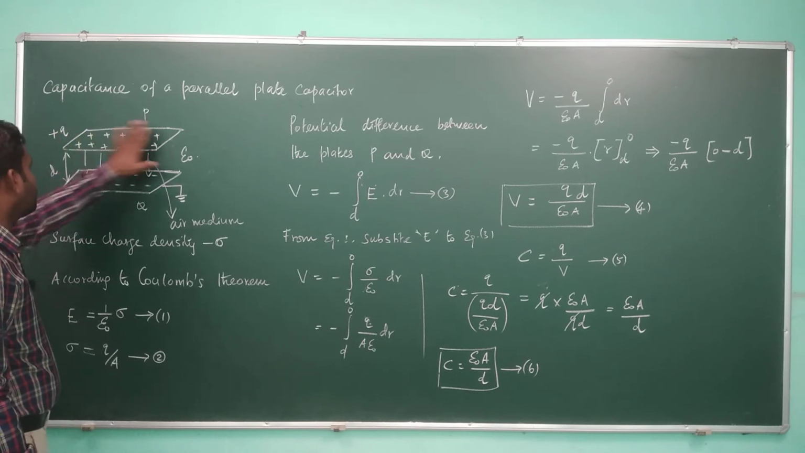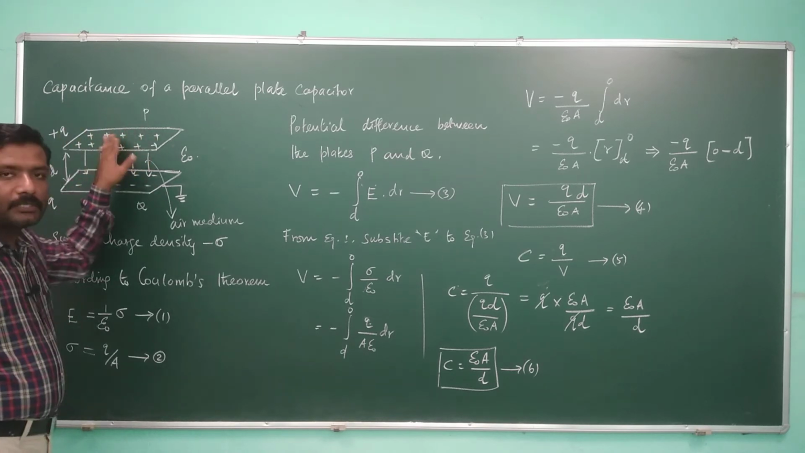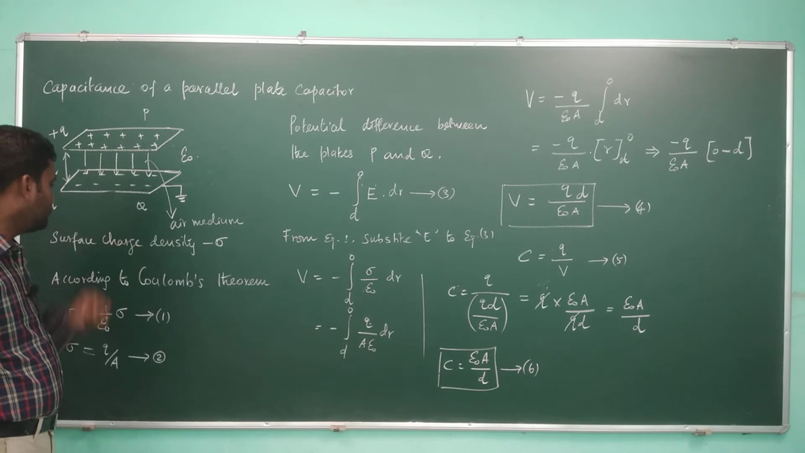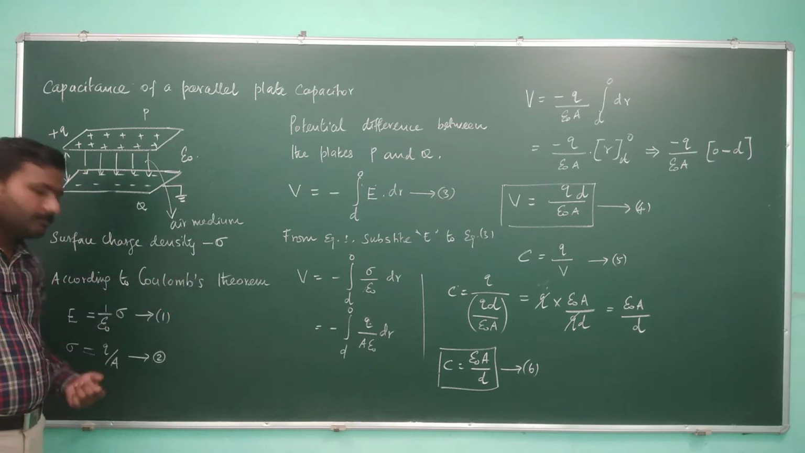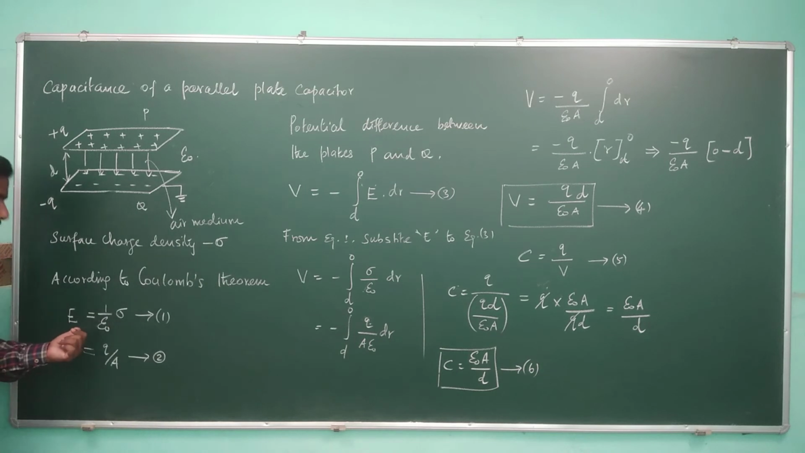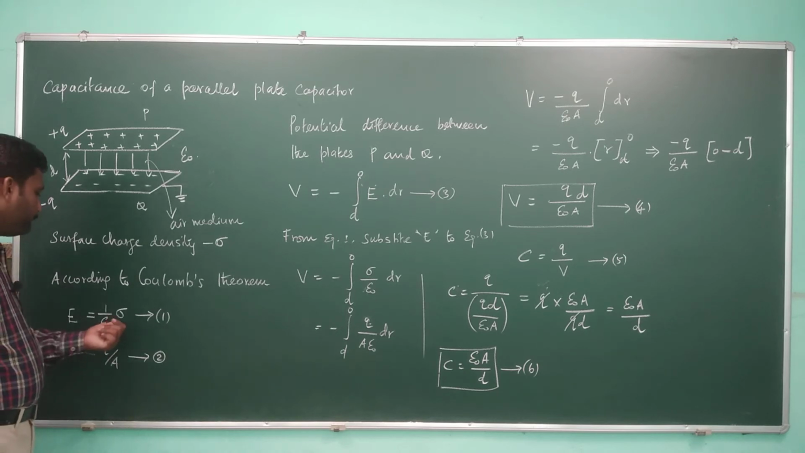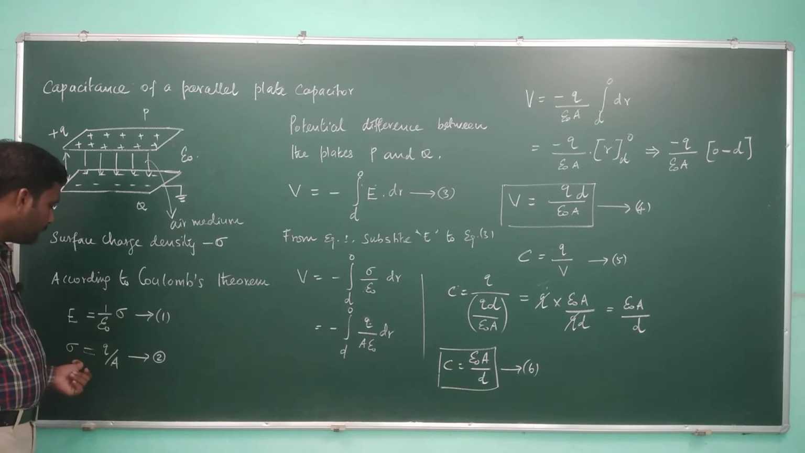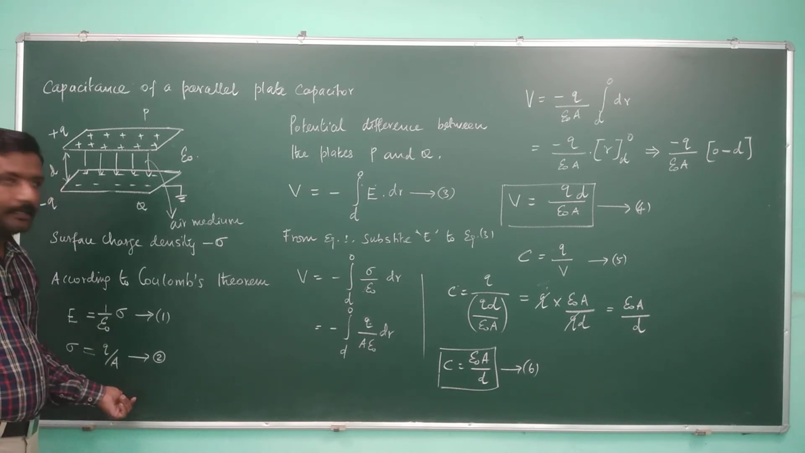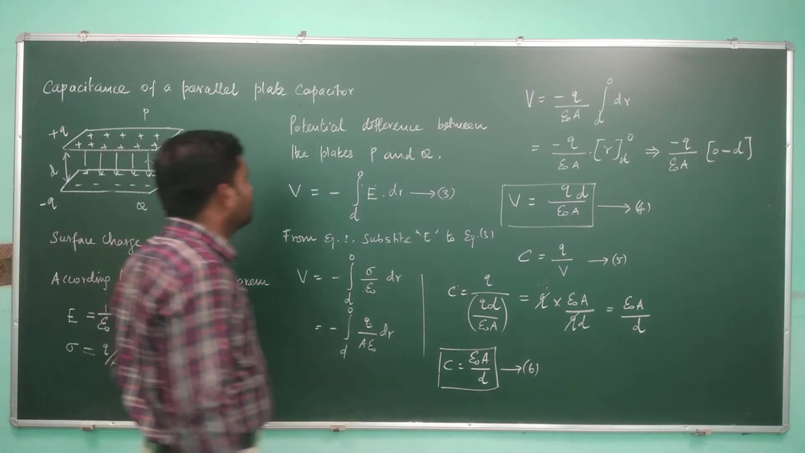Now assume that the surface charge density of the conducting plate is sigma. With this assumption, according to Coulomb's theorem, the equation for field is 1 by epsilon naught times sigma, where epsilon naught is the permittivity of free space and sigma is the surface charge density that you can define as charge per area. These are the two equations.